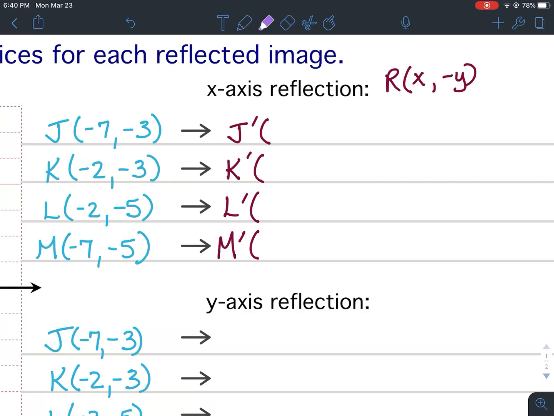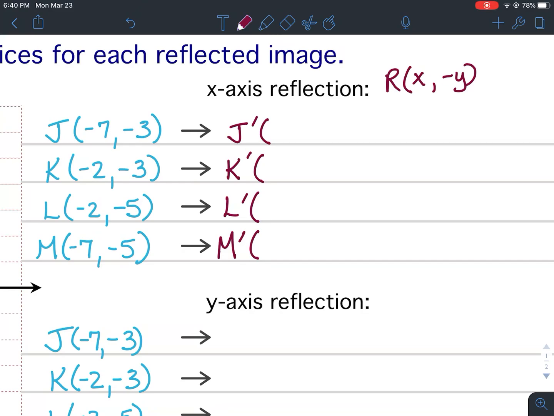This negative right here doesn't mean you make the number negative. It means you take the opposite of the number. So if the original y-coordinate is positive, you will make it negative. But if the original y-coordinate is negative, like it is in this case, you will make it positive. So your x-coordinate will stay exactly the same number with the exact same sign, and you will take the opposite of your y-coordinate. I'm only going to help you with J prime.